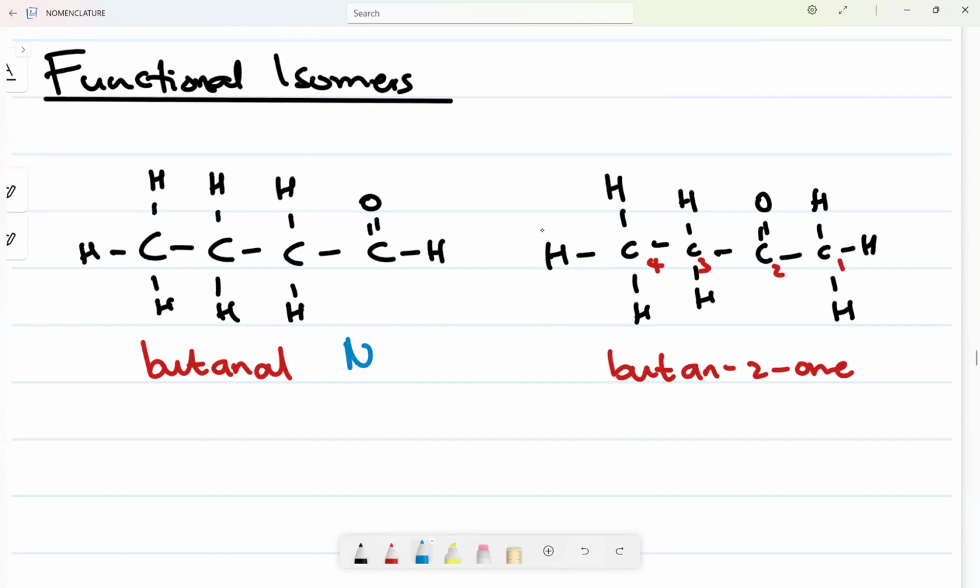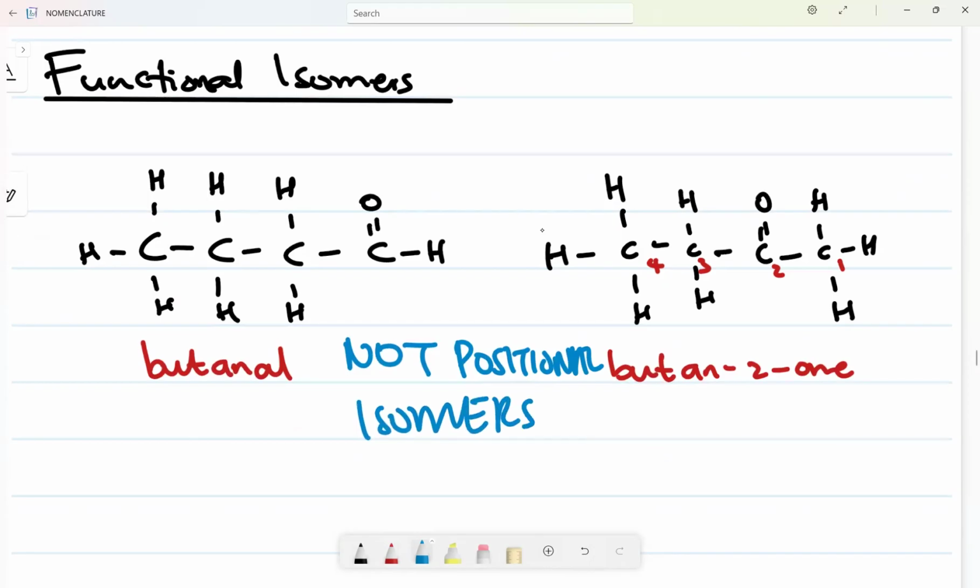So these are not positional isomers. And remember, positional isomers should be of the same homologous series. Aldehyde and ketone are of different homologous series.